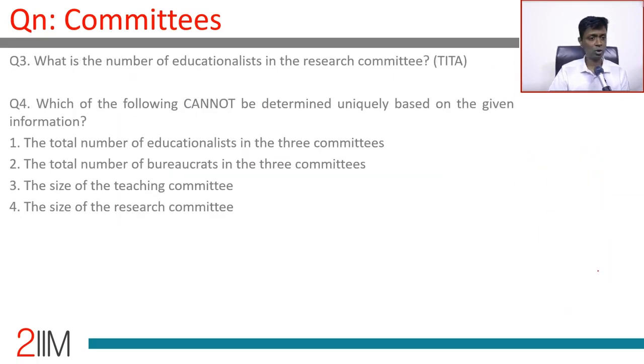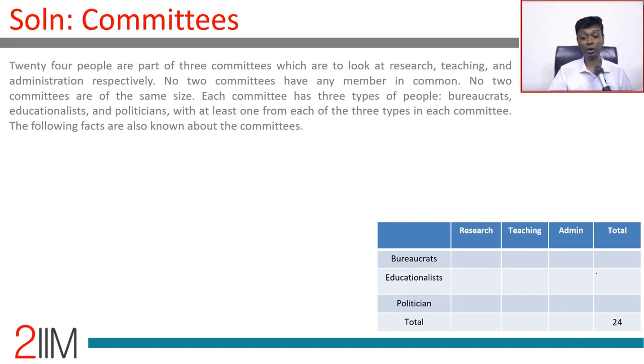Right? There are 4 questions at the end. So this is how the data is going to be laid out. Bureaucrats, educationalists, politicians, research, teaching, admin. At least one in each. Each committee has 3 types of people with at least one in each. So one is a minimum. Right?